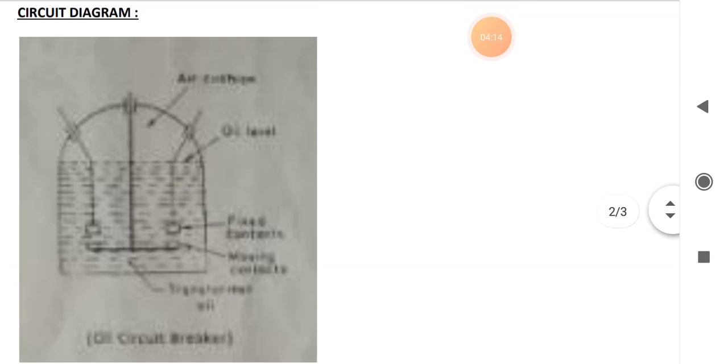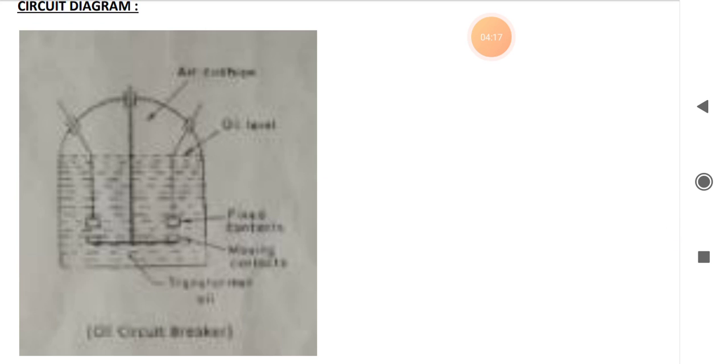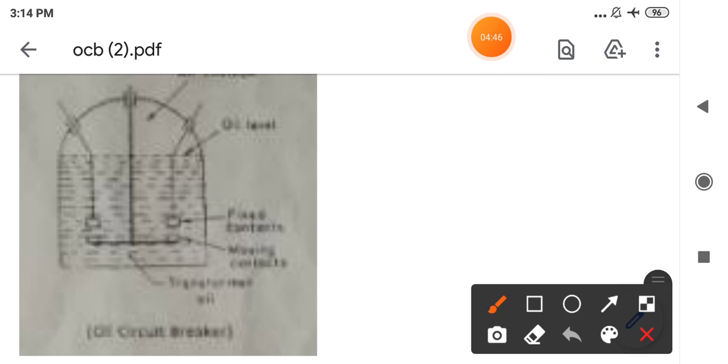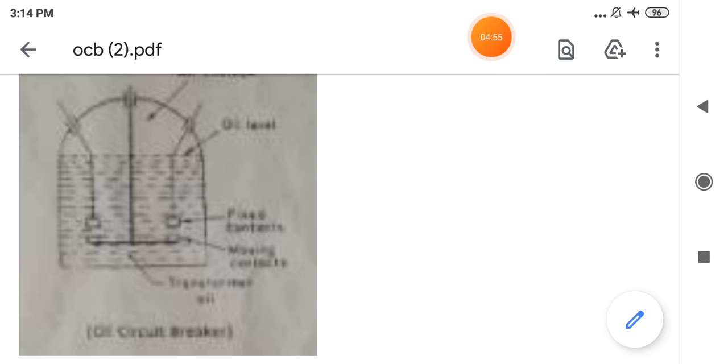Now this is the circuit diagram, students. Here I will mention the parts, so you just note them down so that you can write the parts in your lab copy clearly and neatly. So this is a medium which has two contacts. One is a fixed member, another is a moving contact. So I will just point it out also. This is a fixed contact and these are your moving contacts.